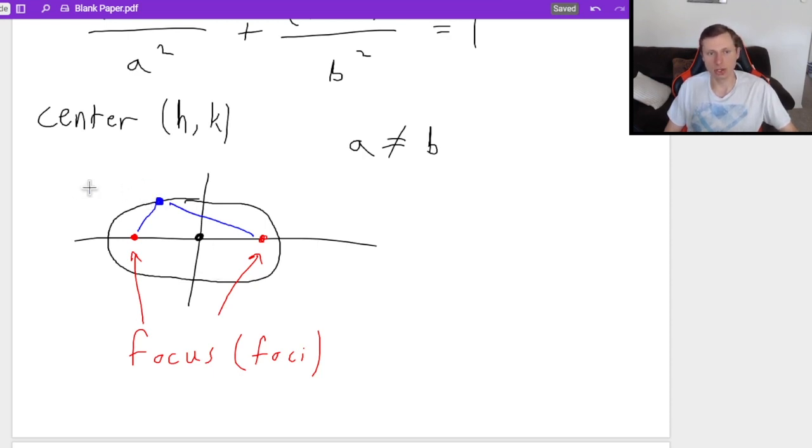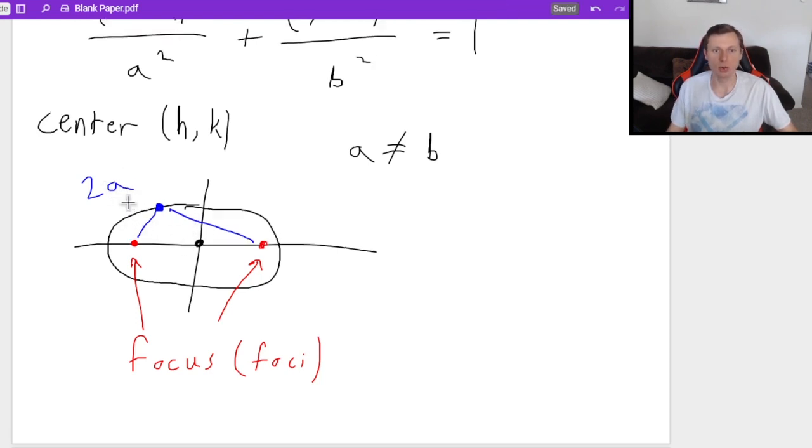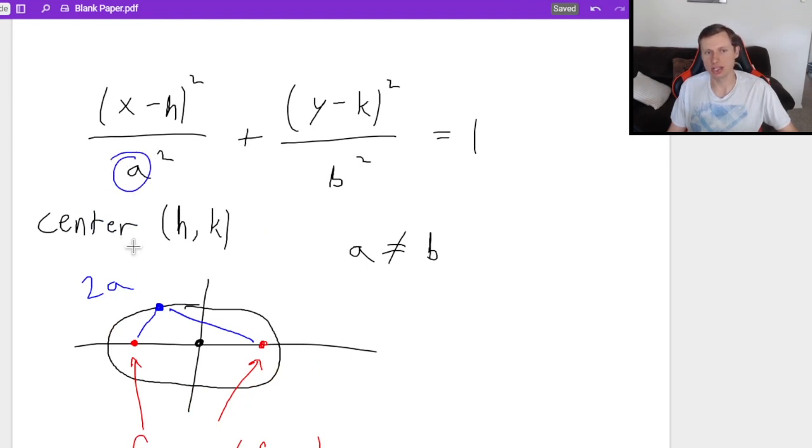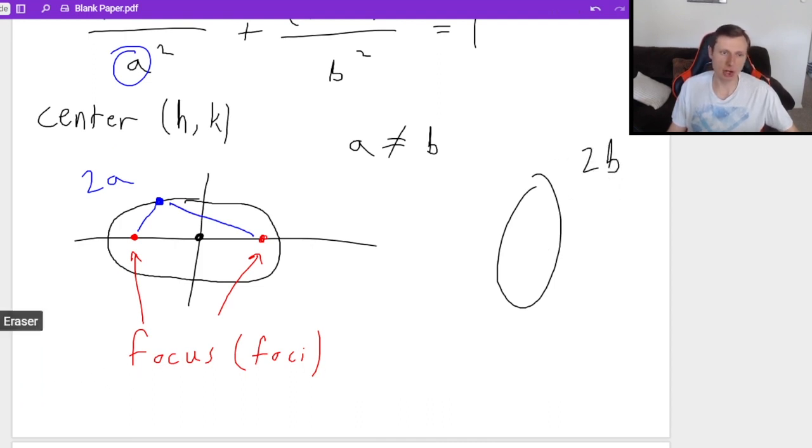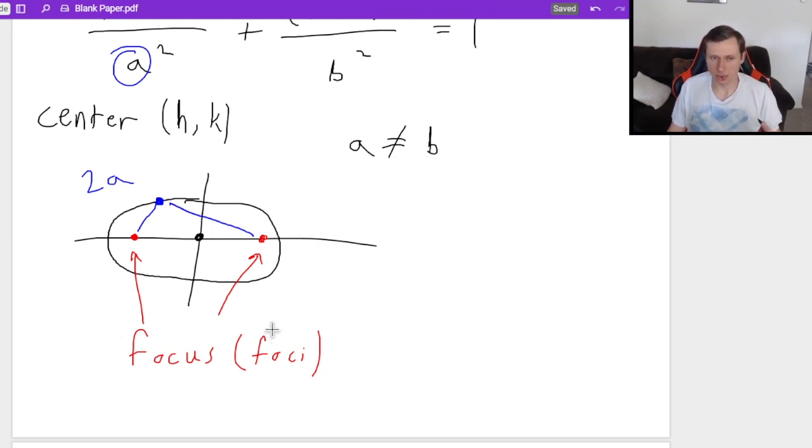It's equal to 2a. In other words, if I had my two blue lines together, I'm going to get a distance of 2a, where again, a was the distance in this formula here. Of course, that's if the ellipse looks horizontal like this. If you have an ellipse that looks vertical like this, then the distance is actually equal to 2b. But I'm not going to talk about that right now. I think this is confusing enough as it is. So let's just look at the horizontal case first.